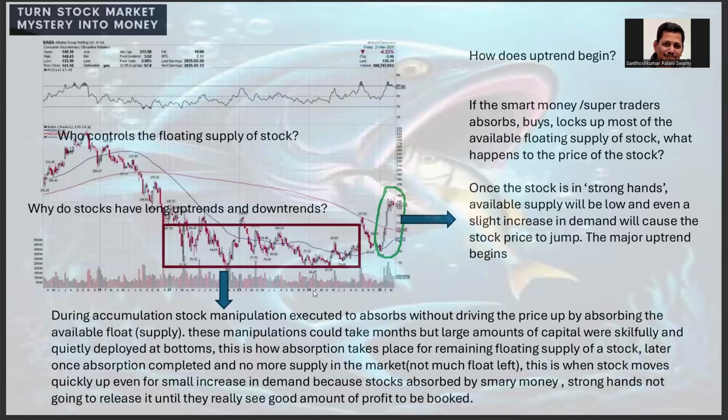Later, once observation is completed and there is no more supply in the market, that means not much float left, this is when the stock moves quickly up, even for a small increase in demand. Because the stock is observed by smart money, strong hands, they are not going to release it until they really see a good amount of profit to be booked.